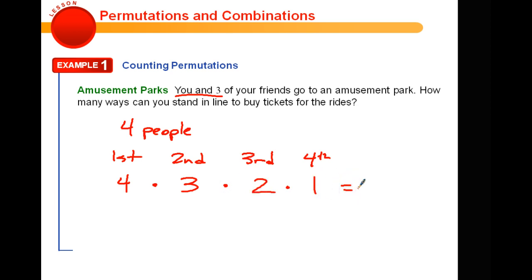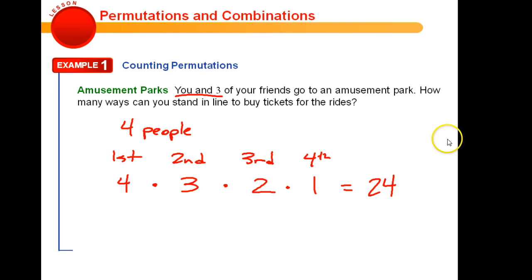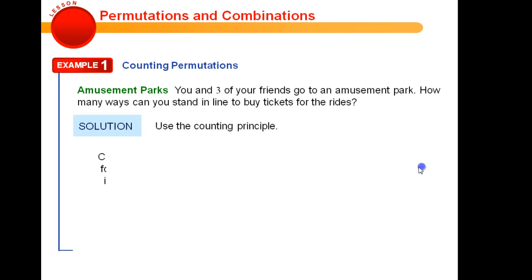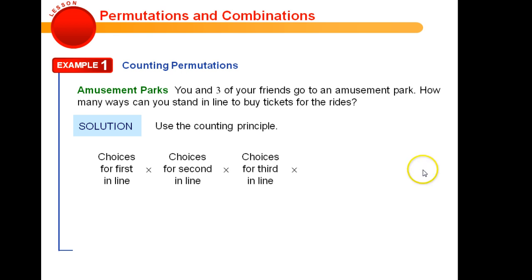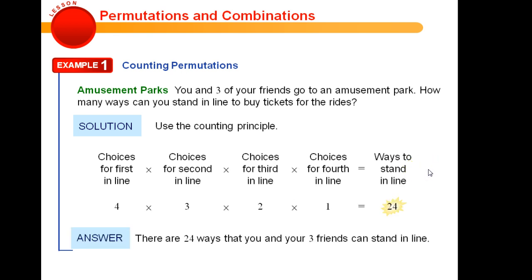And when you do this, you get 4 times 3 times 2 times 1, okay? Which is going to be 24. So we have 24 different ways that you and 3 friends can stand in line. Okay. So let's erase that, and they're just going to sort of walk us through here. The choices for the first. This is what I just said. Okay. 24 different ways. All right.